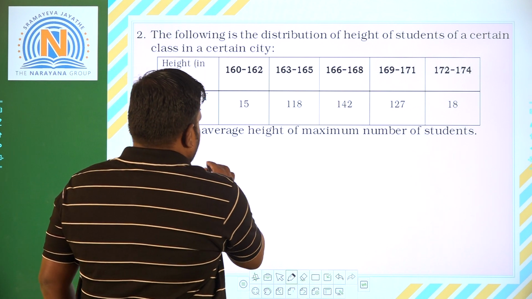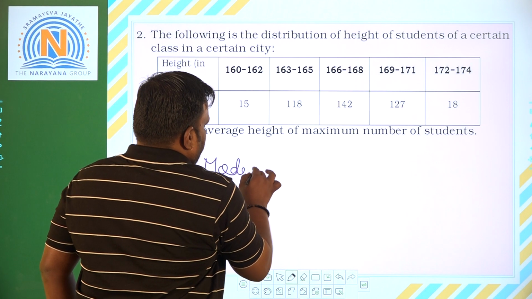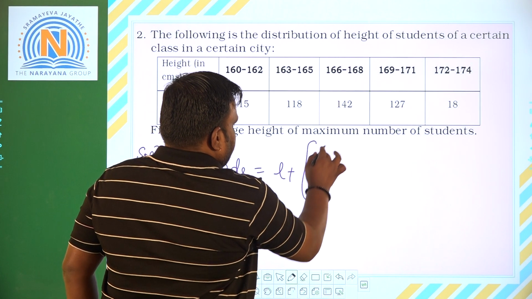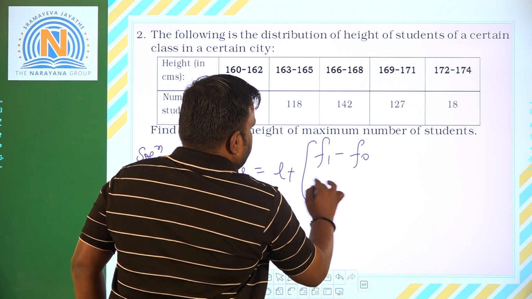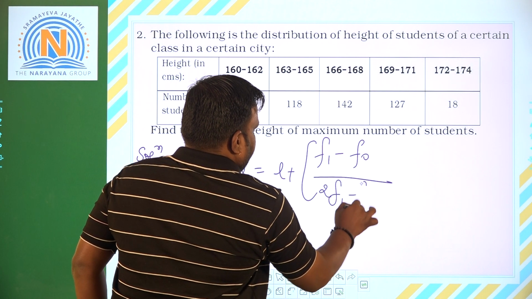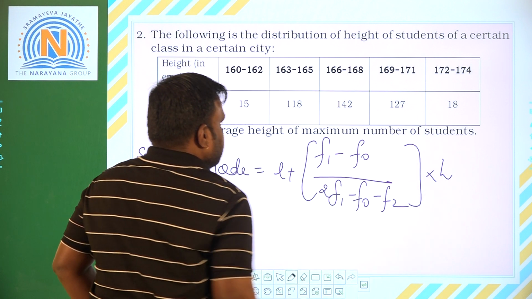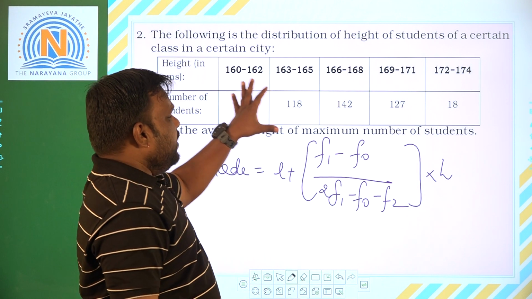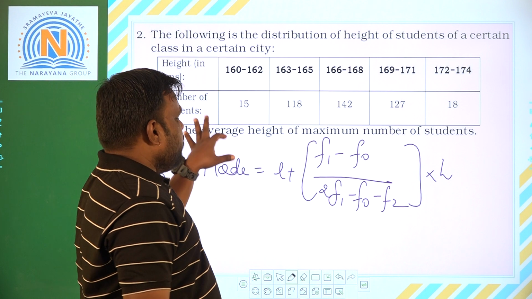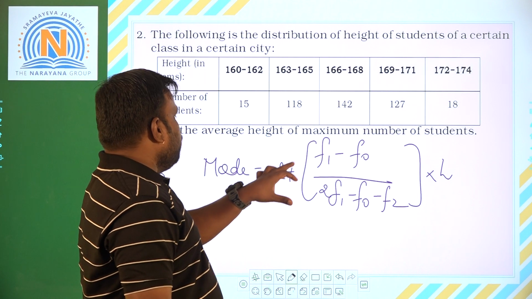With the help of the formula we know it clearly. Let me write it here. Mode is equal to L plus (F1 minus F0) by (2F1 minus F0 minus F2) into H. Now here we can directly identify what will be F1, F0, F2 and H in this.